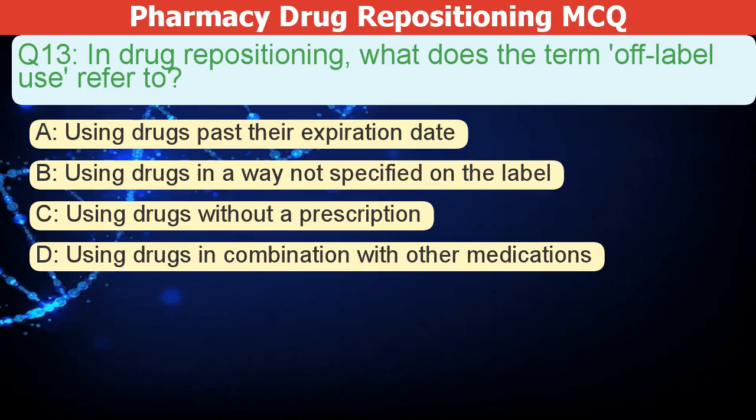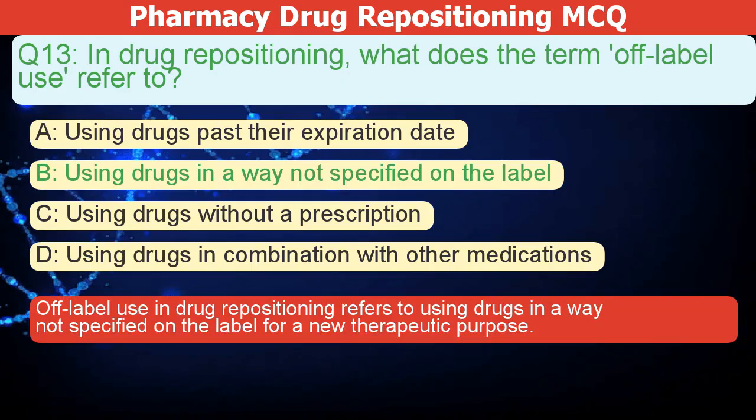In drug repositioning, what does the term off-label use refer to? A. Using drugs past their expiration date. B. Using drugs in a way not specified on the label. C. Using drugs without a prescription. D. Using drugs in combination with other medications. The correct answer is B. Off-label use in drug repositioning refers to using drugs in a way not specified on the label for a new therapeutic purpose.